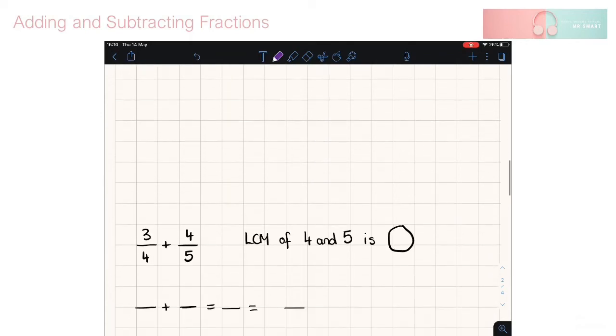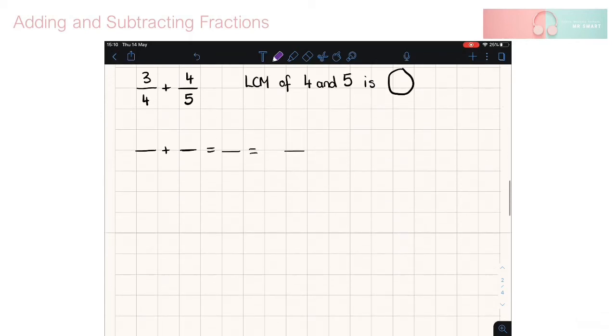Okay, a couple more examples for you. So in this example, we've got 3/4 and 4/5. Same process as we've done before. The lowest common multiple of 4 and 5 is 20. Okay, so we're going to change the denominator of our two fractions to 20. We do that by multiplying the 4 by 5 and the 5 by 4. Okay, so let's do that with our numerators. 3 multiplied by 5 is 15, and 4 multiplied by 4 is 16. And if we add the two numerators together, we get 31/20.